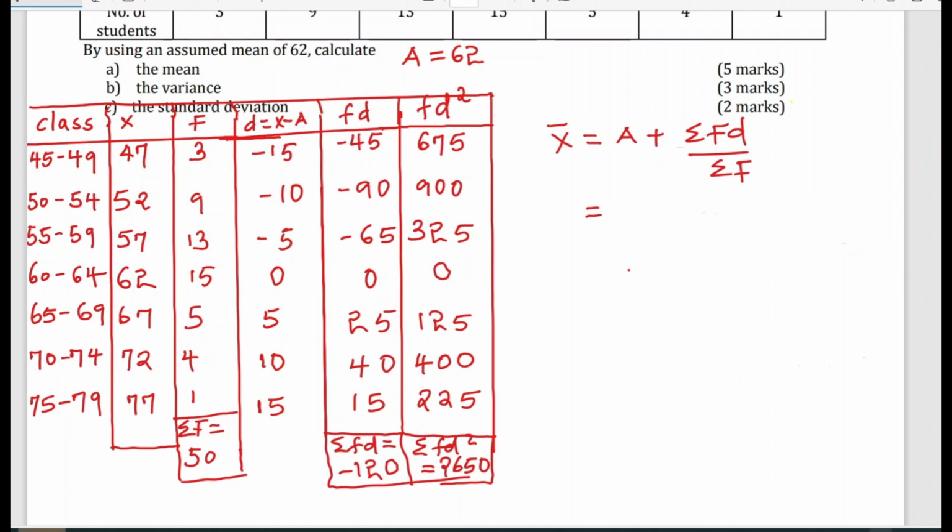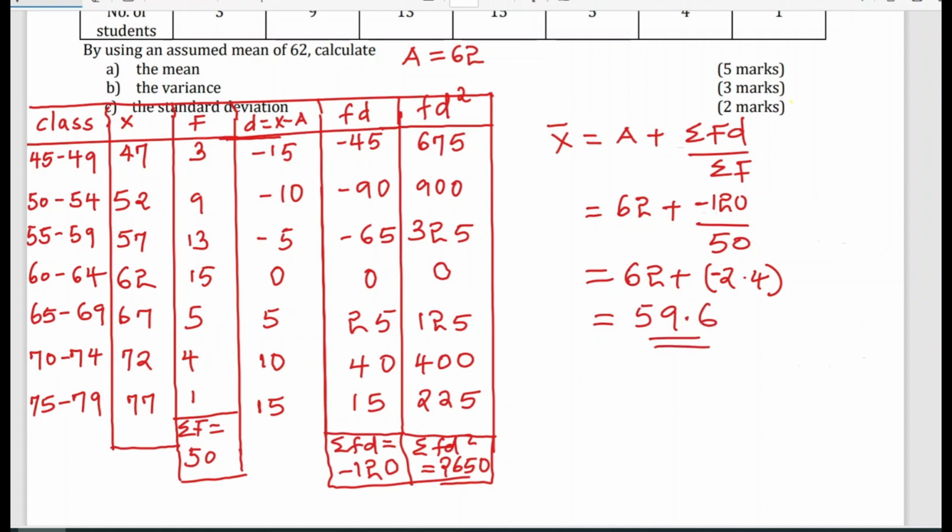Let us now continue. What is A? We already have our assumed mean, which is 62, plus sum of FD. Sum of FD from our table is negative 120, divided by sum of F, which is 50. This is 62 plus negative 120 divided by 50. We are going to get negative 2.4. And then when you place it in calculator, it will be 62 minus 2.4. And then we are going to get our mean as 59.6.